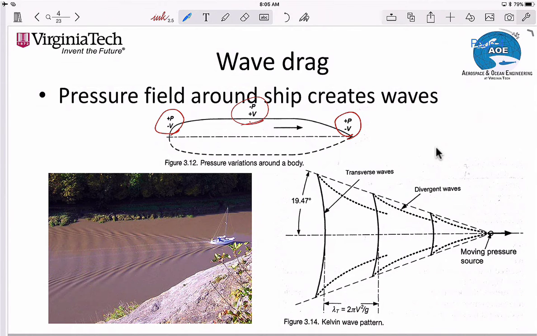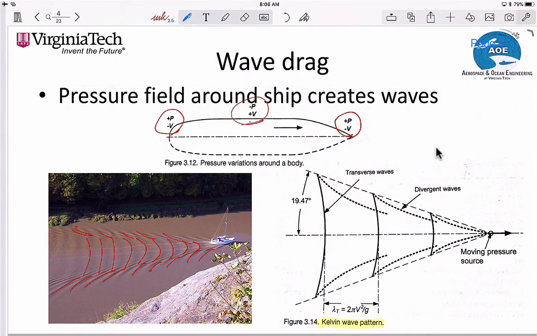And it results in a system of waves known as the Kelvin wave pattern. You can see it here on the bottom, the Kelvin wave pattern. It goes back over 100 years that we first were able to identify it. And you can see here the transverse waves that I mentioned a minute ago. There's the transverse wave pattern, and the diverging wave pattern is on the sides here. Those are the diverging waves.